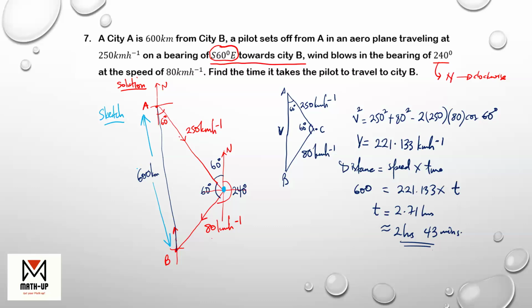So he has to set off against the wind so that the wind will affect him and push him towards city B. So you're going to find other questions that ask what is the shortest distance. Shortest distance, of course, would be this one from A to B, but then he can't take that shortest distance because of the wind. The wind will push him away from city B.